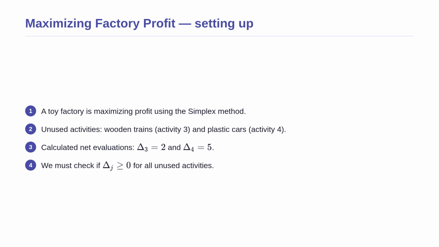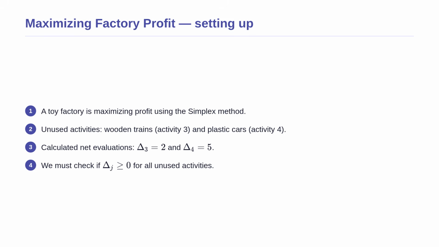Before we move on, let us see this with a concrete example. A toy factory is maximizing its profit using the simplex method. The manager looks at the final calculation table. The activities not currently being produced are wooden trains, which we will call activity 3, and plastic cars, which we will call activity 4. Their calculated net evaluations are given as delta 3 equals 2 and delta 4 equals 5. We need to determine if the factory has reached its optimal production plan.